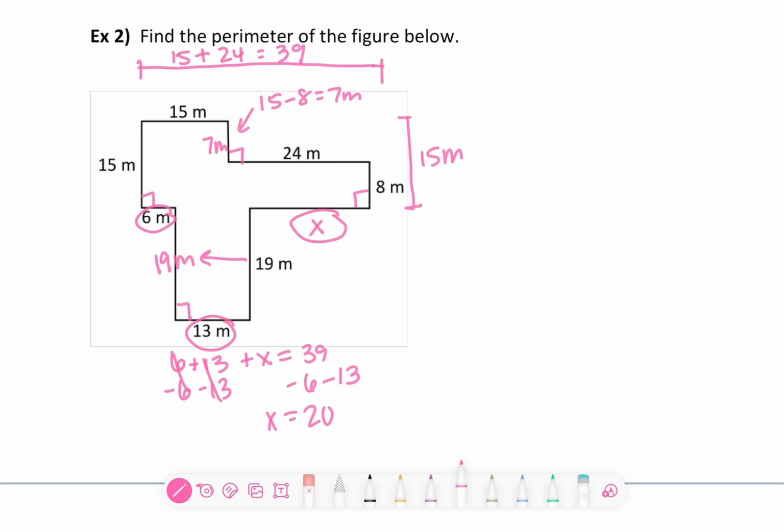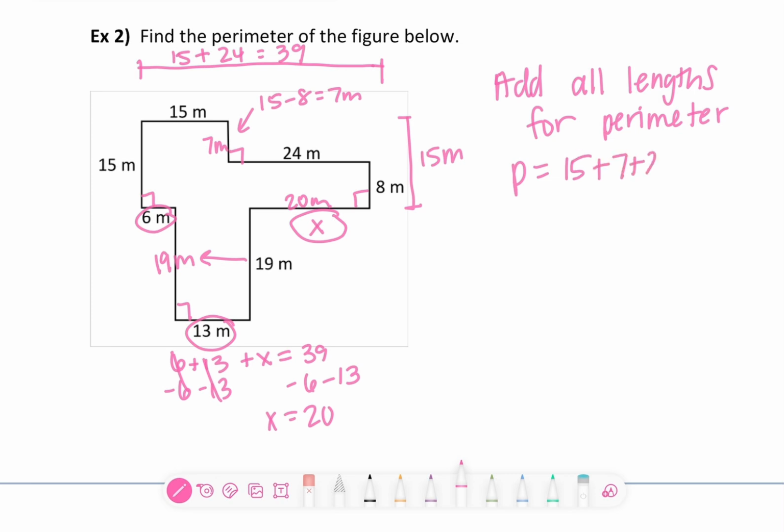Okay, actually, let me write it like this. 20 meters. Okay, now let's make sure we have all the values. We have the top, we have this side, 24, 8, 20, 19, 13, 19, 6, 15. Now all we do is add them all together. So we add all values. Add all lengths for perimeter. So our perimeter should be 15 plus 7 plus 24 plus 8 plus 20 plus 19 plus 13 plus 19 plus 6 plus 15 again.